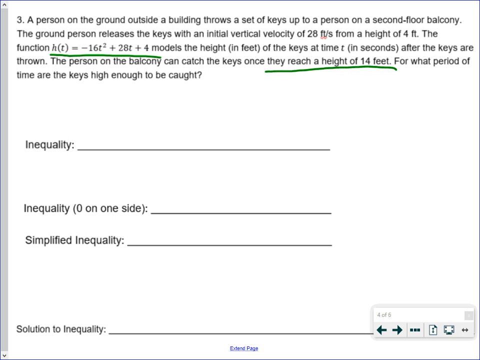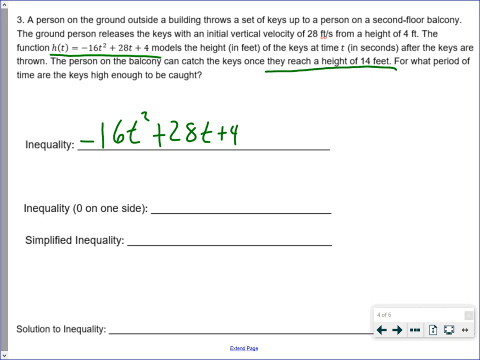So as soon as the keys hit 14 feet, the guy can catch the keys. So that means that the inequality has to include 14 as a solution. All right, and he can also catch it anything higher than 14 as well. Okay, so our inequality is going to be negative 16t squared plus 28t plus 4.